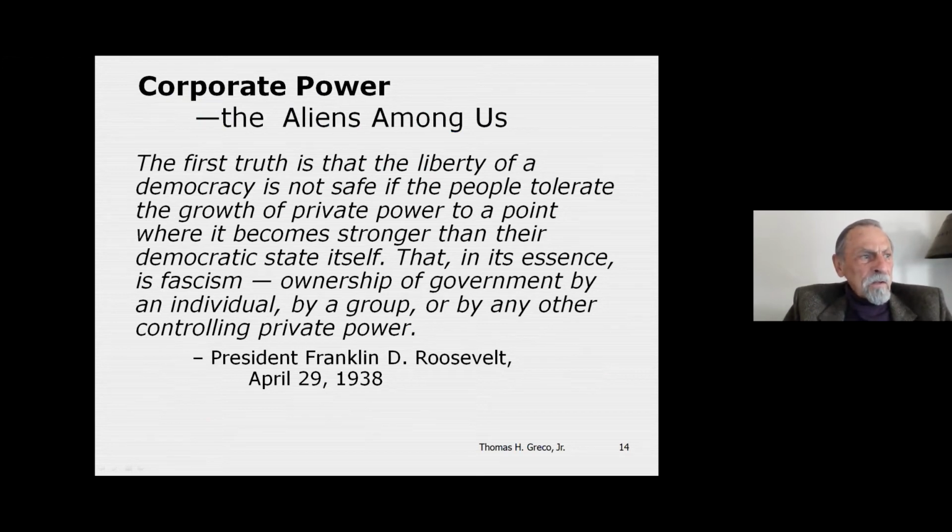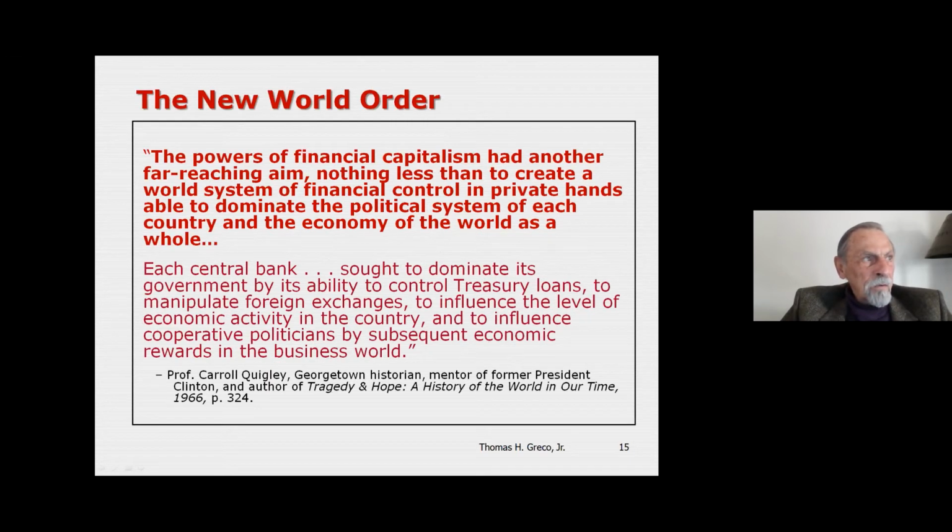Going back to Roosevelt, he was one of the people that warned about this. He says, "The first truth is that the liberty of a democracy is not safe if the people tolerate the growth of private power to a point where it becomes stronger than the democratic state itself." That is, in essence, fascism, ownership of government by an individual, by a group, or any other controlling private power. So now we have this merging of private and public power into what I call the superclass.